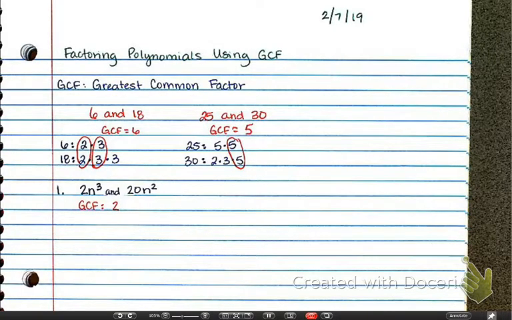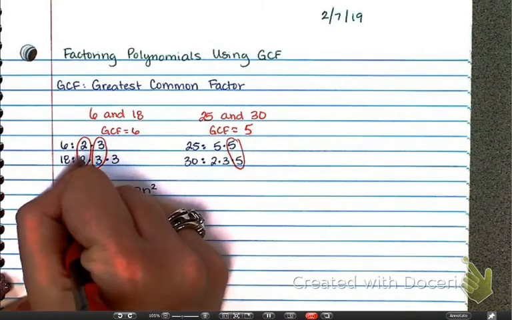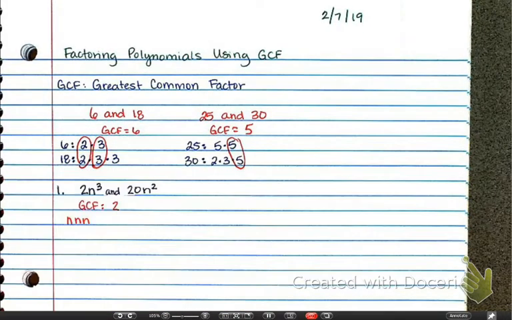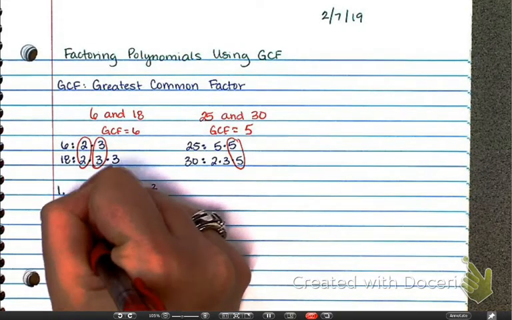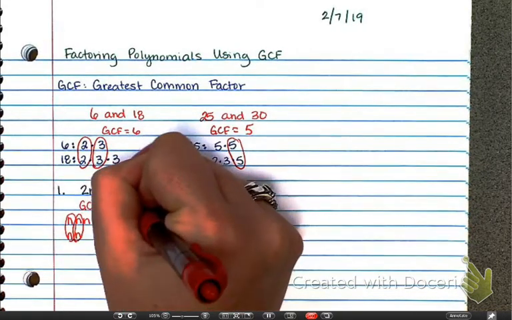Okay, so let's break it down. What does n to the third mean? N times n times n. What does n squared mean? N times n. What do they have in common? 2 different n's, and n times n is n squared.